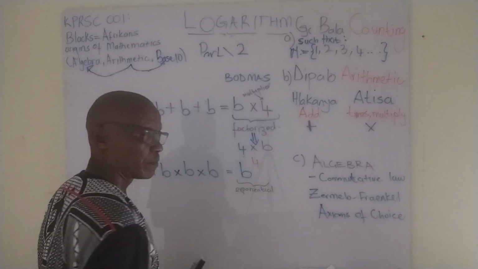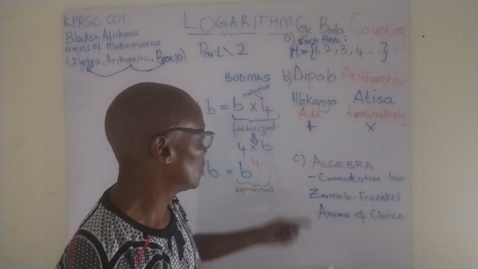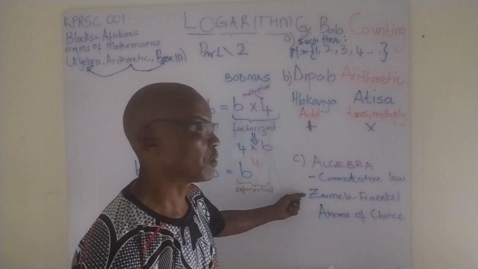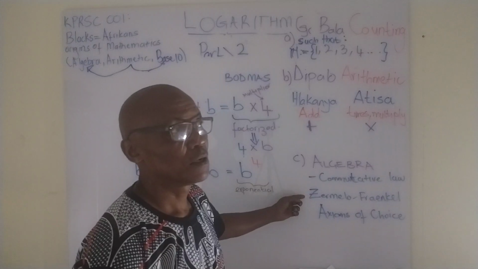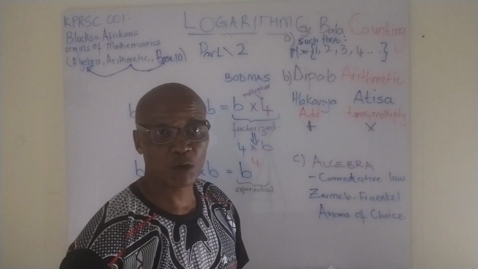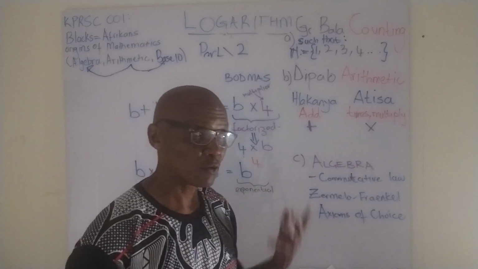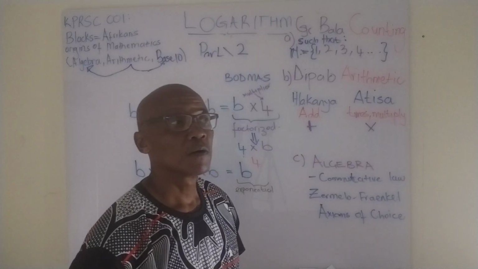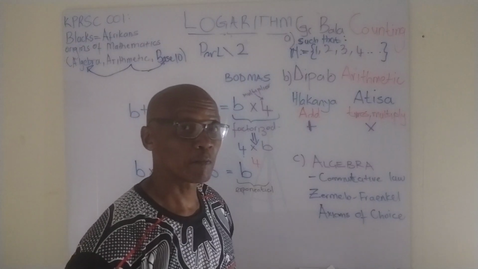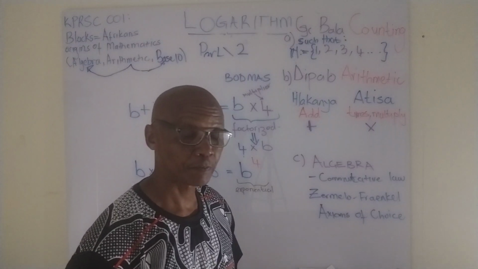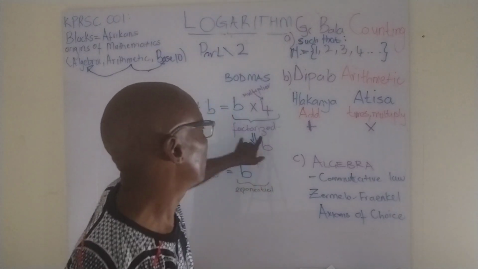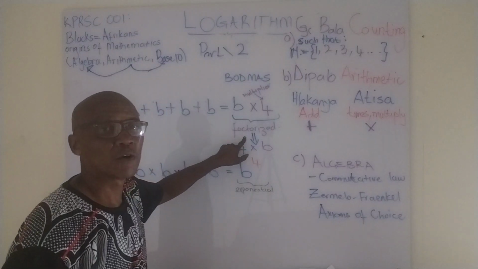Zermelo-Fraenkel is one of them, and it will contain these kinds of laws. They're more general because they also apply to other forms of algebra called vector algebra, so that you get more exposure to mathematical symbolization or notation. Okay, so in general, here I've applied what is called the commutative law.